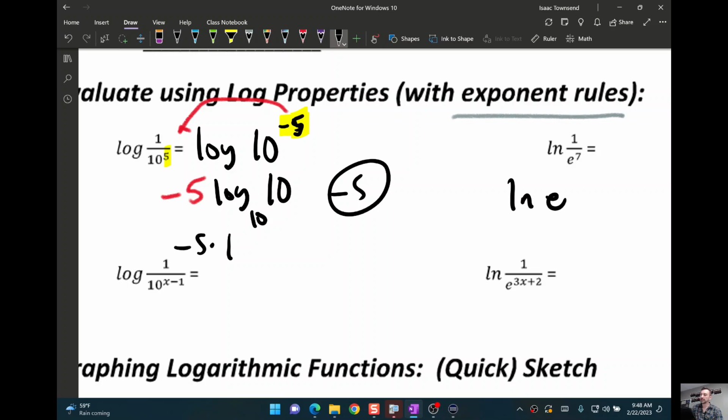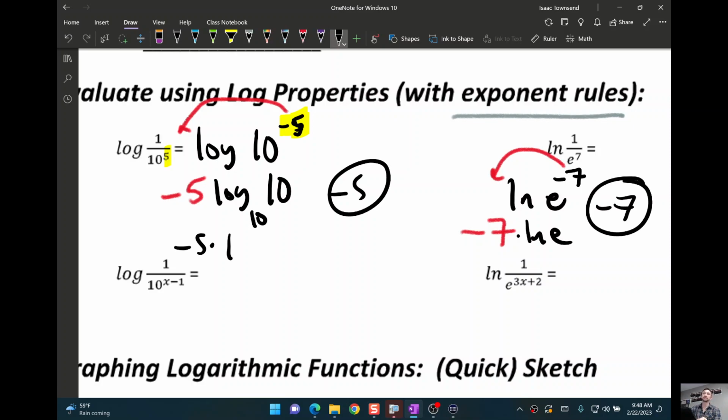I could rewrite this as, instead of 1 over e to the 7th, I could write it as e to the -7th. Now this is an exponent on something I'm taking the log of, so this can come down out front. And you're left with -7 times 1, which is -7.